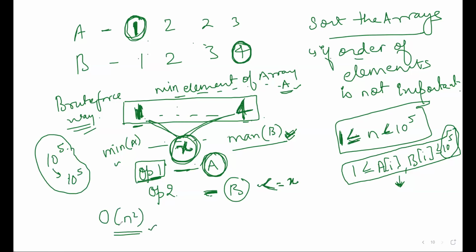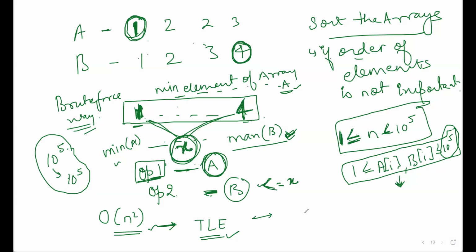In O of n square, you can easily find the minimum number of operations such that the minimum element of array A is greater than or equal to the maximum element of array B. But as we have already seen earlier, O of n square will give you TLE. So we need to optimize this approach.